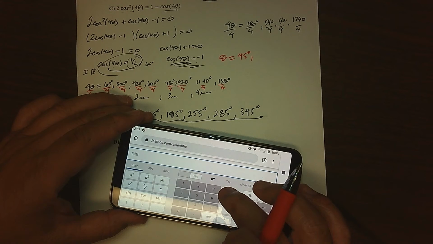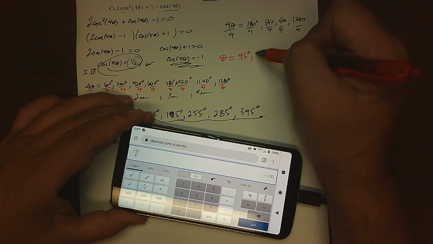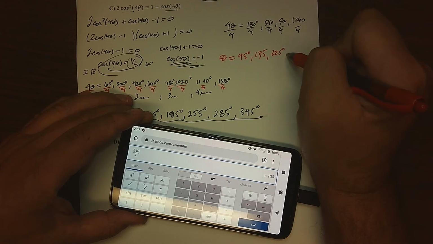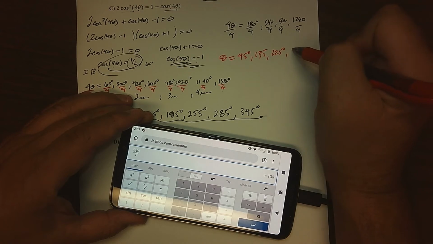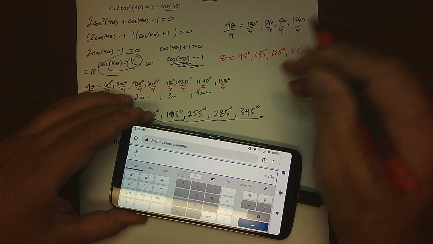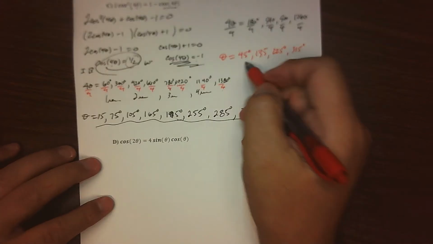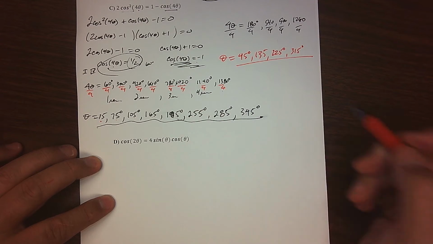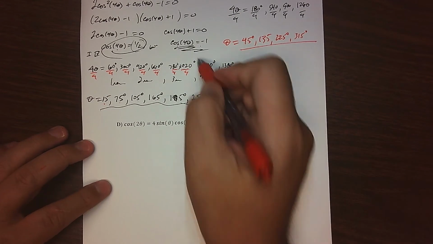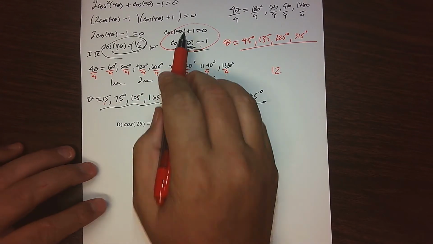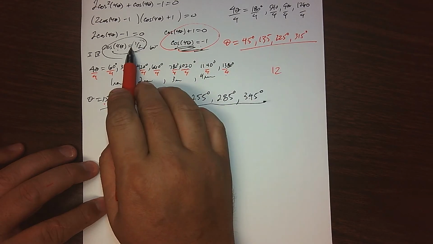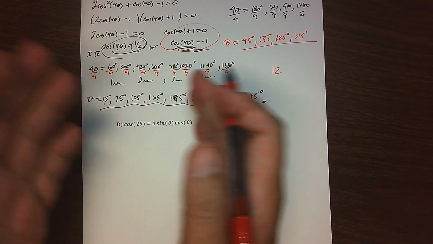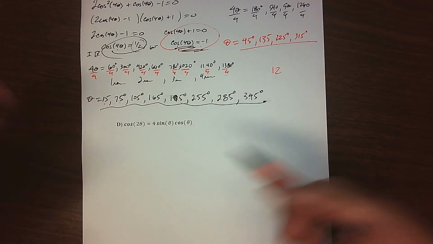540 divided by 4 gives us 135. It looks like the next one will be 225. And I'm going to bet my bottom dollar that this one is 315. So there's our solution. We actually have 4, 5, 6, 7, 8, 9, 10, 11, 12. There's 12 total solutions for this one. This one brought up these 4, and this one brought up those 8. Again, using the trick of going out and coming back in.